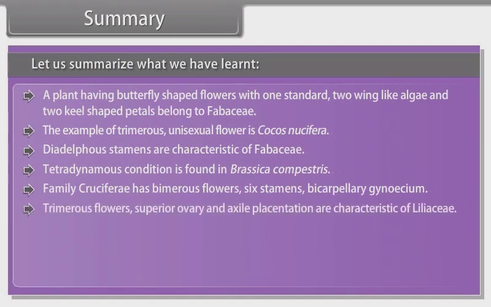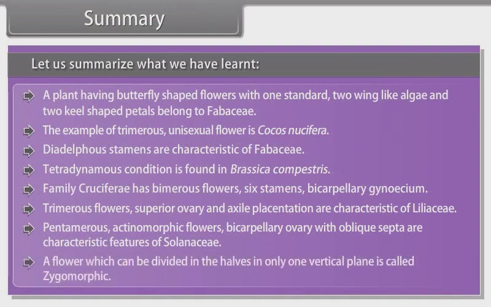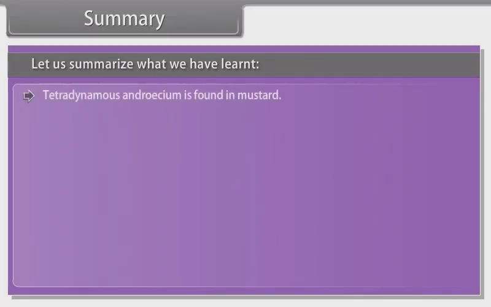Trimerous flowers, superior ovary and axial placentation are characteristic of Liliaceae. Pentamerous, actinomorphic flowers, bicarpellary ovary with oblique septa are characteristic features of Solanaceae. A flower which can be divided into two halves in only one vertical plane is called zygomorphic. Tetradynamous androecium is found in mustard. Synandrous condition is the fusion of both filaments and anthers.